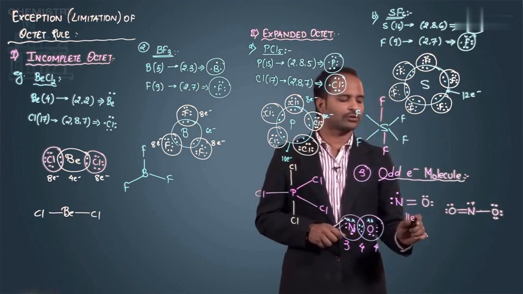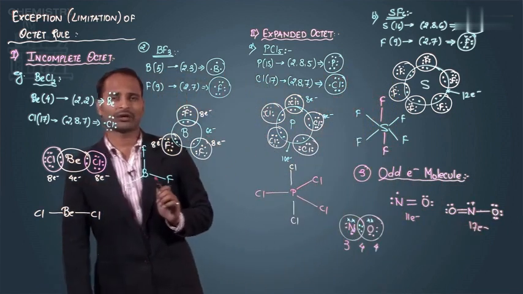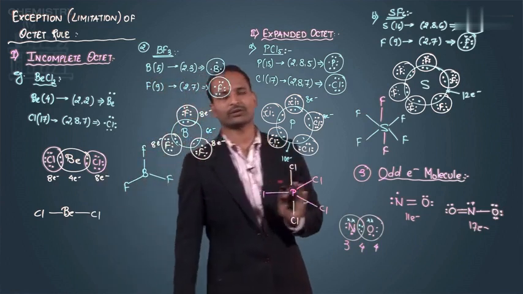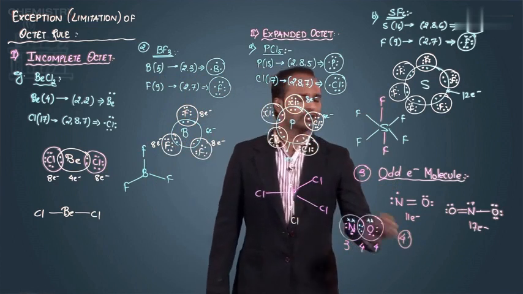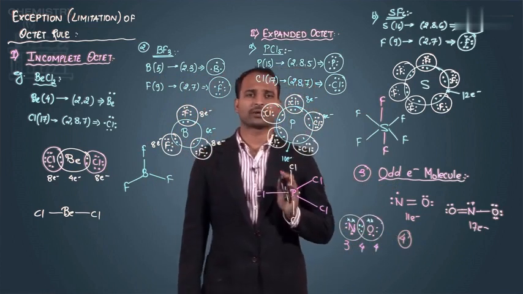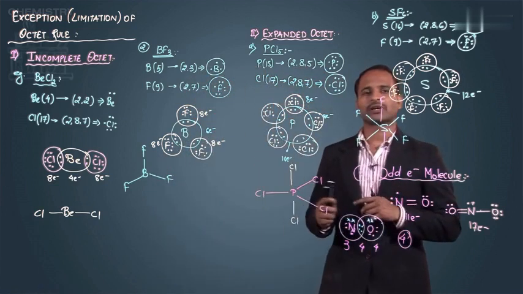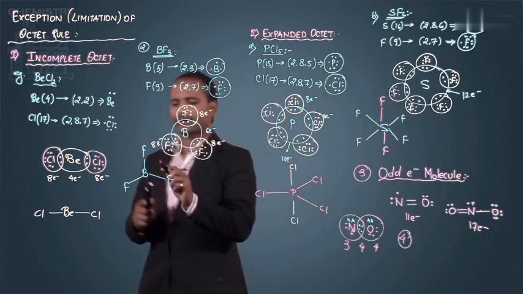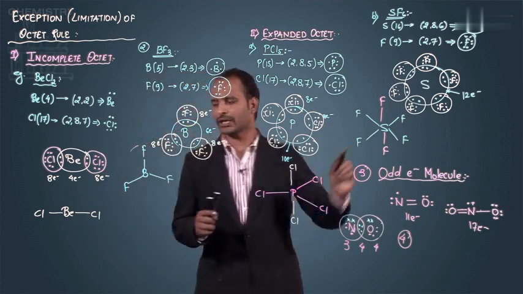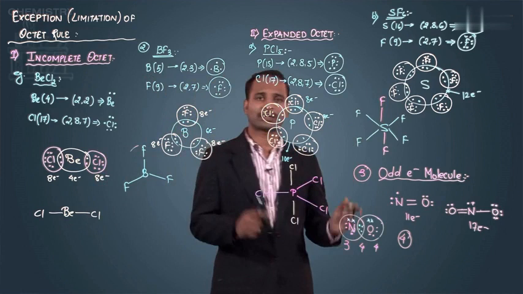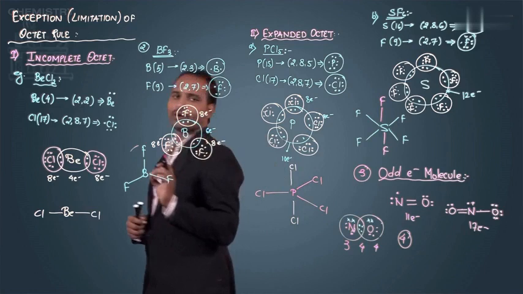So NO has a total of 11 electrons and NO2 has a total of 17 electrons, that is, odd electron molecules. How odd electron molecules form is again not explained by the octet rule. The fourth limitation is that the octet rule only talks about bond formation. It doesn't tell us anything about the shapes of molecules. Once a molecule is formed, for example, BF3 is trigonal planar, this is trigonal bipyramidal, this is octahedral, this is linear. These structures were discovered later using other theories and were not explained by the octet rule.